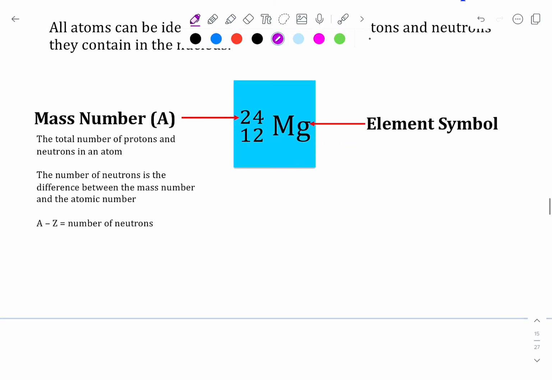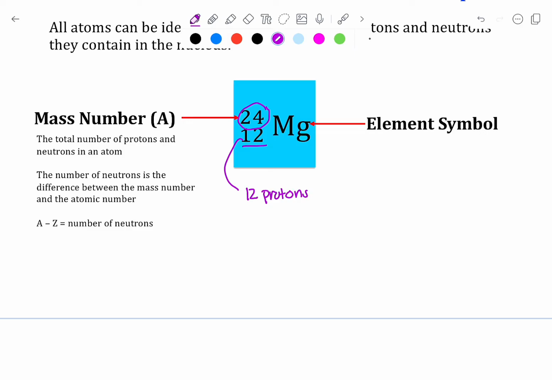Next up, we have our mass number, which we denote as A, and that's this top number here. The mass number tells us the total number of protons and neutrons in an atom. The number of neutrons is the difference between the mass number and the atomic number, which is our number of protons. So let's say that we have 12 protons.